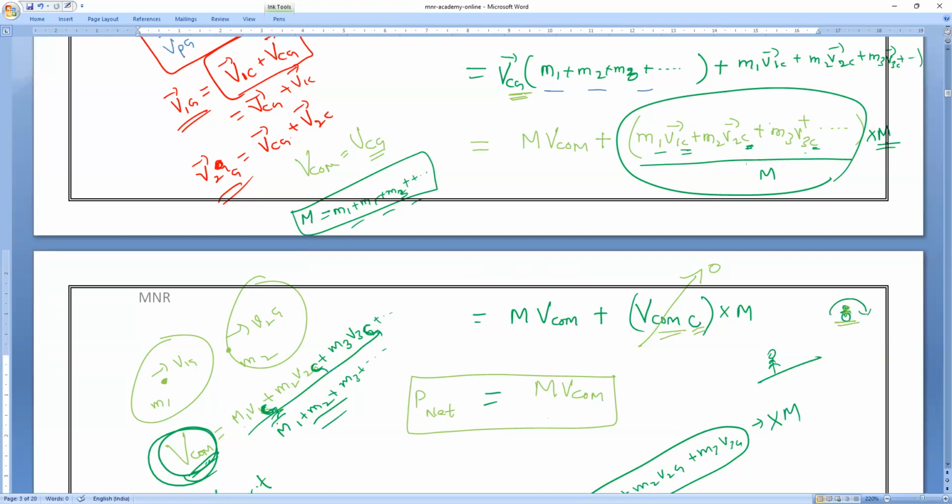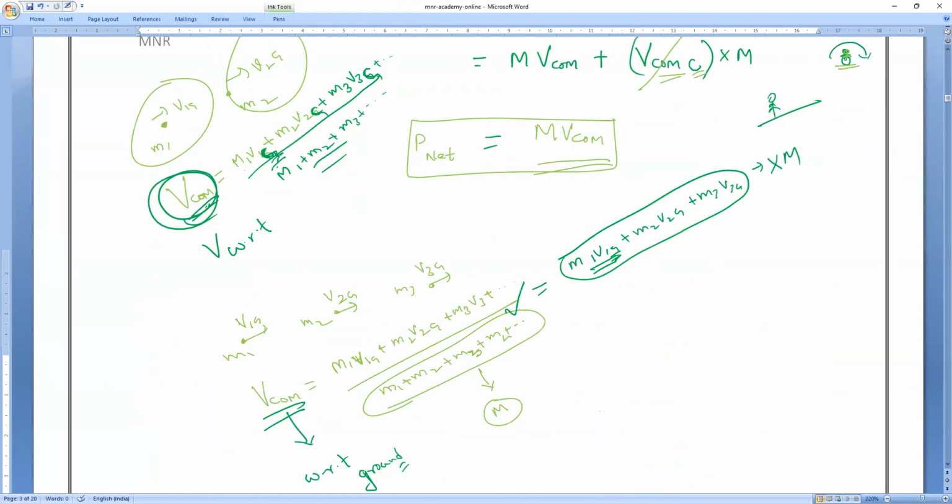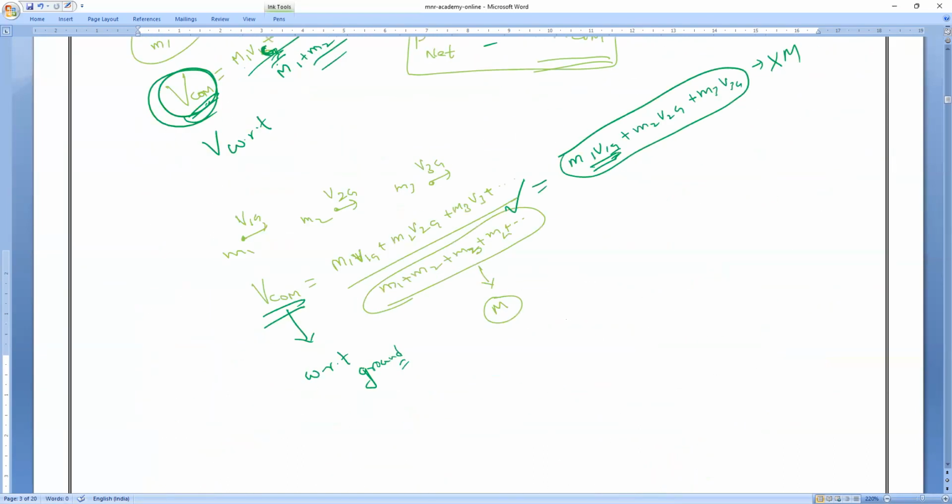So what is the final formula for net momentum, everybody? Net momentum is equal to the mass of the body into the velocity of the COM. That's all it is. So please solve it. Anybody having any doubt, you can ask me. So P net is equal to mass into the velocity of the center of mass.